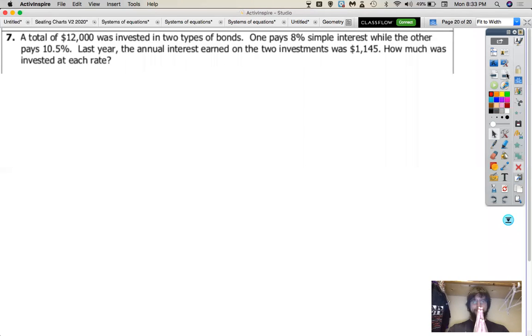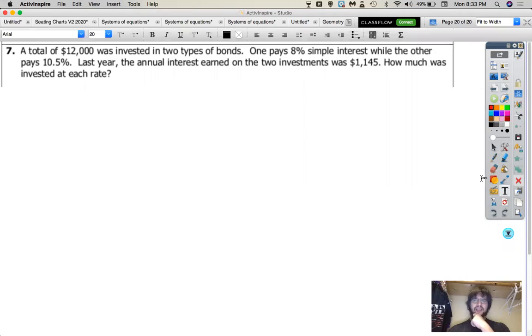Okay. So let's think about what's going on here. We've got two different amounts, so we need to identify them somehow. We got an 8% and a 10.5%, right? So how about X and Y? I don't know any other way. You could say E for 8. I don't know. I'll use X and Y. Just define your variables and it's fine.